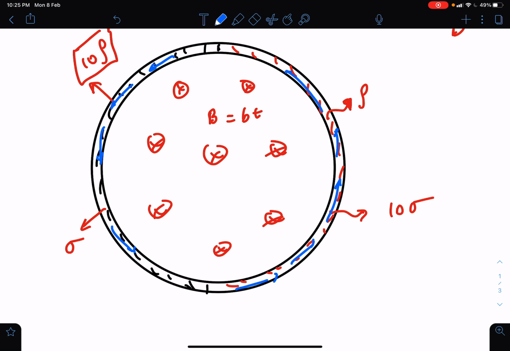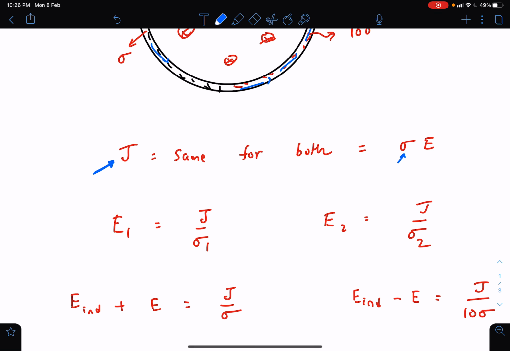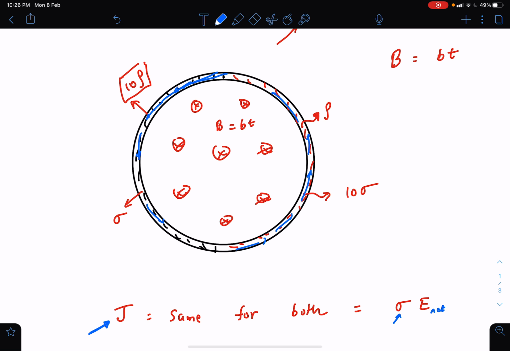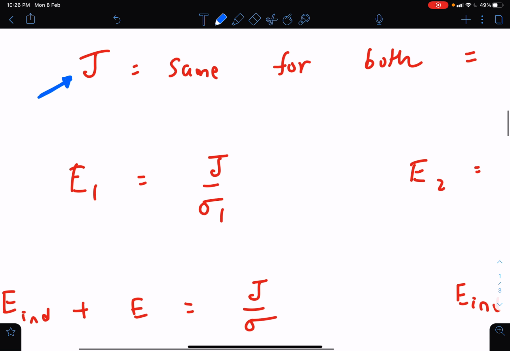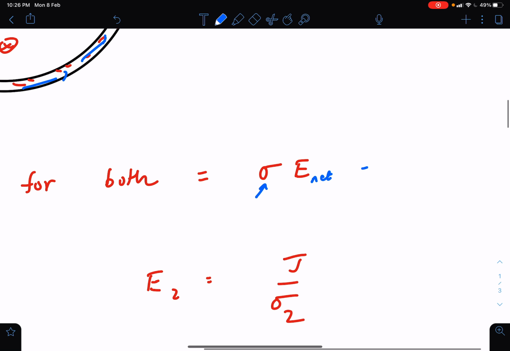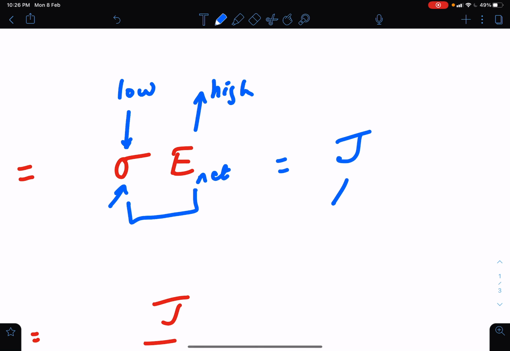Now, because the current is the same, the current density is the same, but the current density is equal to sigma into the net electric field. As I said, there are two electric fields. Where the resistance is high, which is the left part, the electric field required is more. Why? Because you know that J equals sigma E. Where sigma is low, the electric field required is high, so that the product of sigma and E creates the same value of J for the left half and the right half.